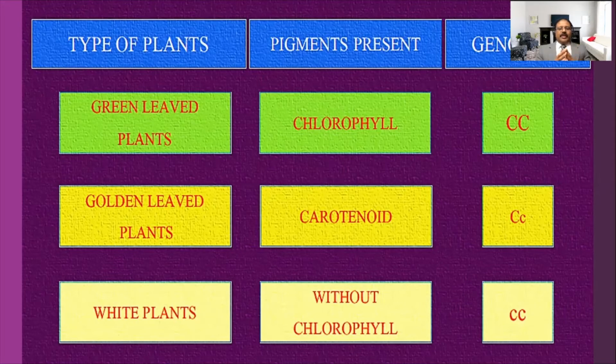So the snapdragon plant produces three types of plants. One is green leaf plants, second is golden leaf plants, the next is white plants. The green leaf plant contains chlorophyll, and capital C is the gene for that pigment. In golden leaf plants, carotenoid pigment is present, controlled by capital C, small c. In white plants, there is no chlorophyll. Here only small c, the homozygous recessive gene, is there. Because of that, they cannot produce chloroplast or chlorophyll.